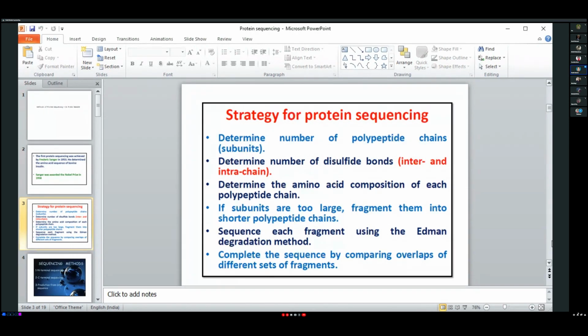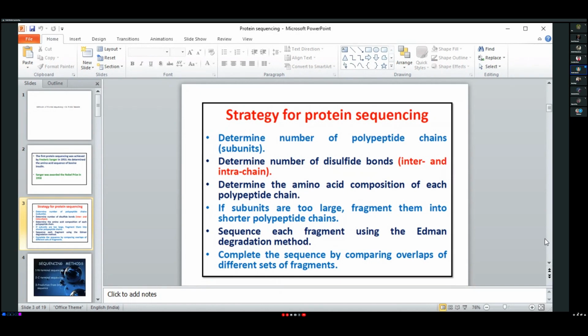So, first you have to determine the number of polypeptide chains. You have to determine the number of disulfide bonds, both intra and interchain. You have to determine the amino acid composition of each of the polypeptide chains. If the subunits are too large, then you have to fragment them into shorter polypeptide chains and then sequence each fragment. There are many methods. One of the methods is Edman degradation, which we will be discussing.